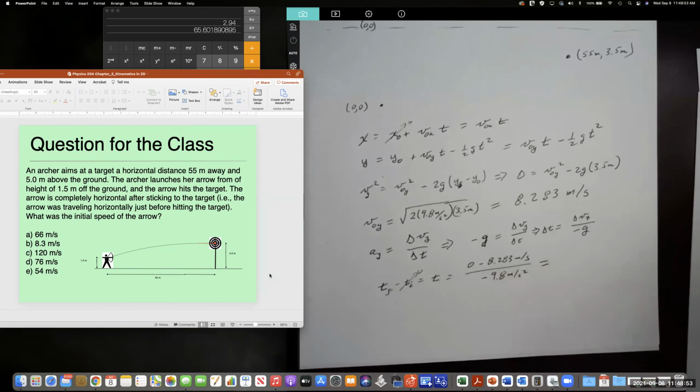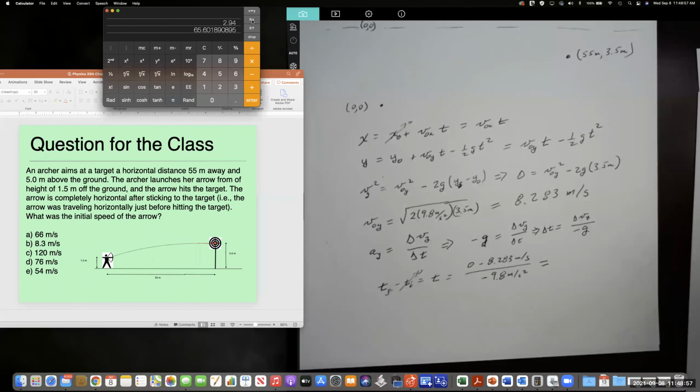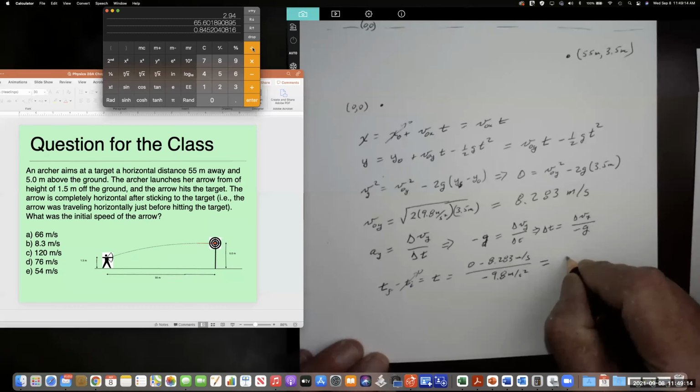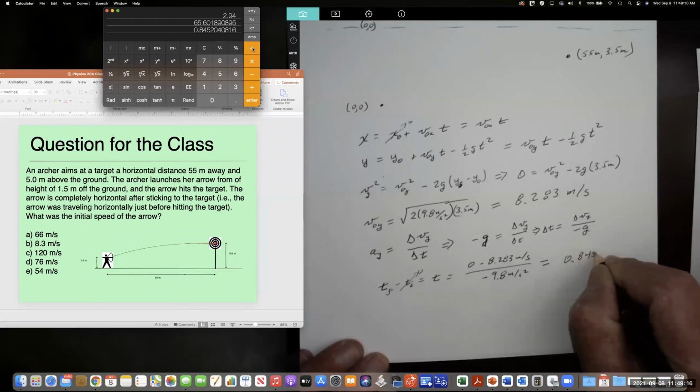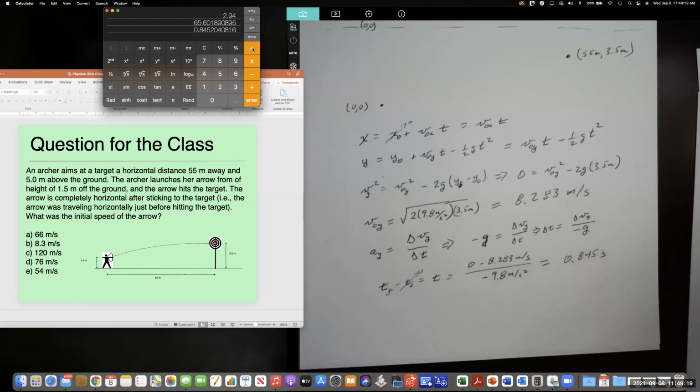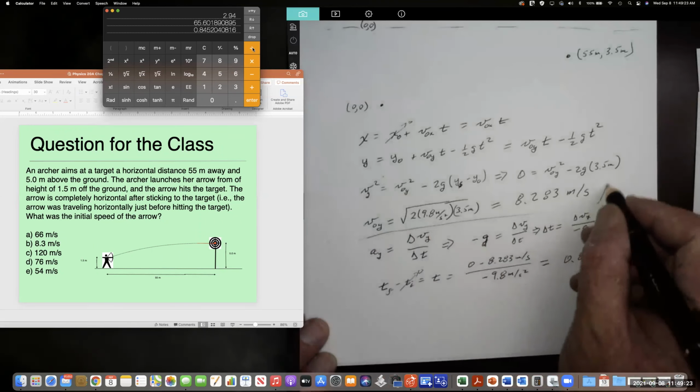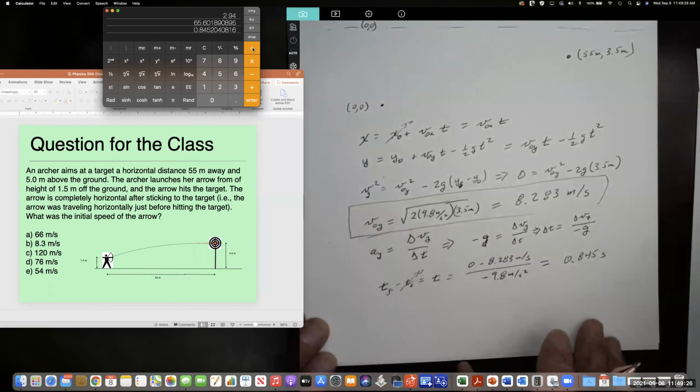And so this is equal to, I don't know where I got 65 here accidentally. Okay, so 0.283 and 9.8 divide, and that's equal to 0.845 seconds. Okay, so look here, we have v0y. We better make sure we put a circle around that so we know where we have it.